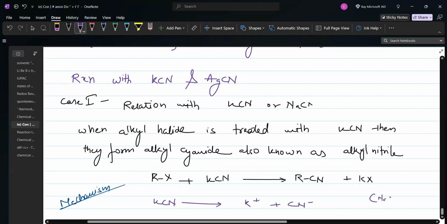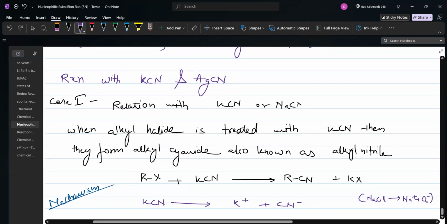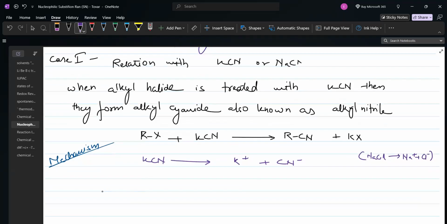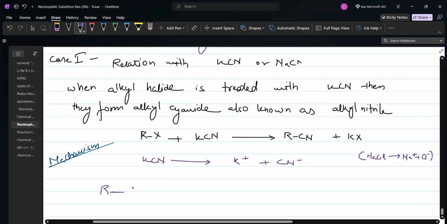Like for example, you may know NaCl, when you mix it in water, dissociates into Na plus and Cl minus. Ions break up in solvent, polar solvent especially. So we have RX alkyl halide, and we have K plus and CN minus in this solvent. The structure of CN, the Lewis diagram, is like this.